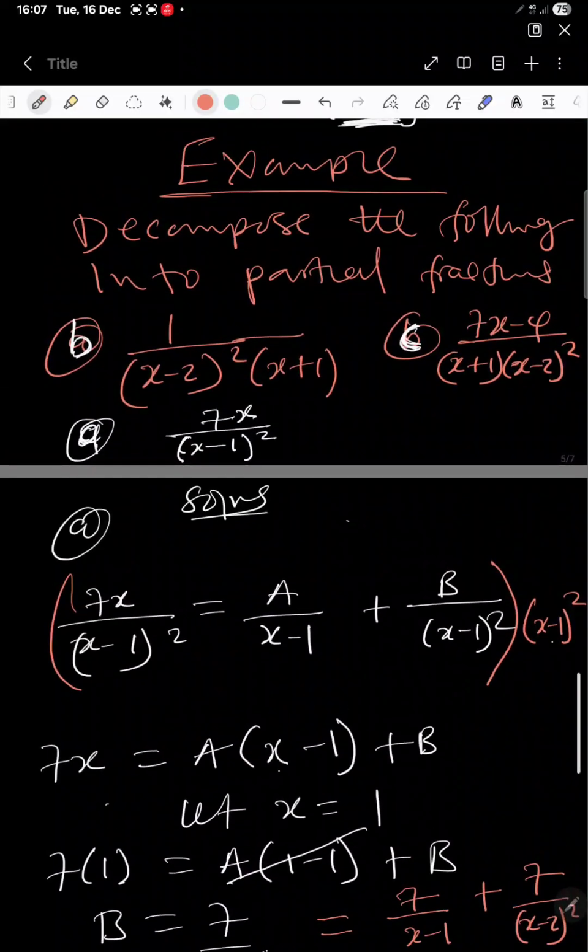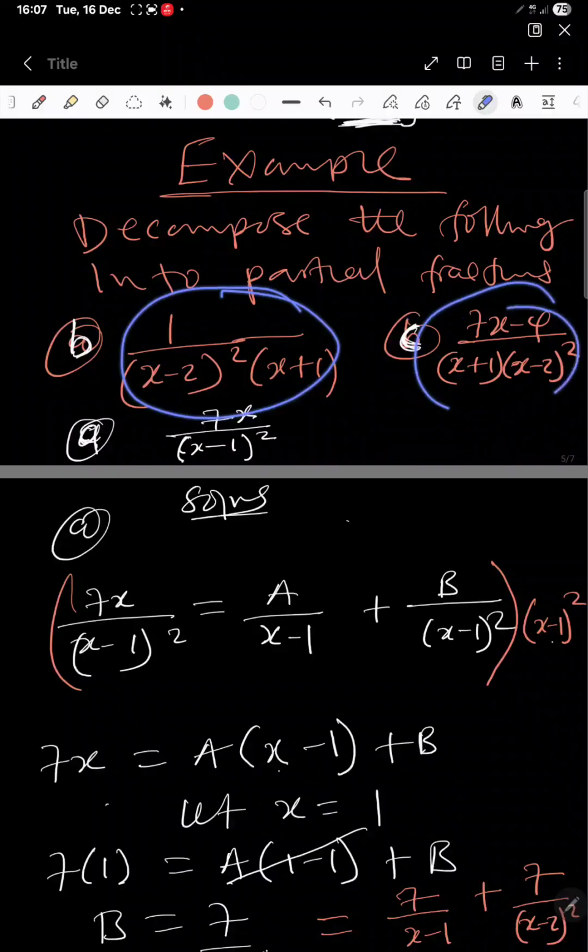Now we are going to resolve also this into partial fractions, so you do that as your task.